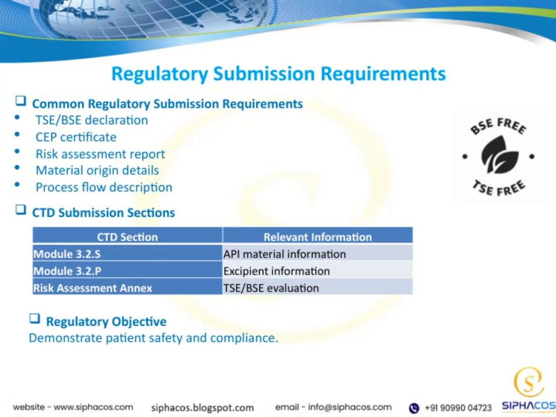Our regulatory objective here is clear. We need to demonstrate patient safety and full compliance. This means providing detailed information in specific sections of the common technical document. For example, Module 3.2.S covers the active pharmaceutical ingredient, while Module 3.2.P focuses on excipients. We also include a risk assessment annex, especially for things like TSE and BSE evaluations. Alongside these, common submission requirements include declarations, certificates, risk reports, and detailed descriptions of material origin and process flow. All of this builds a strong, transparent case for safety.